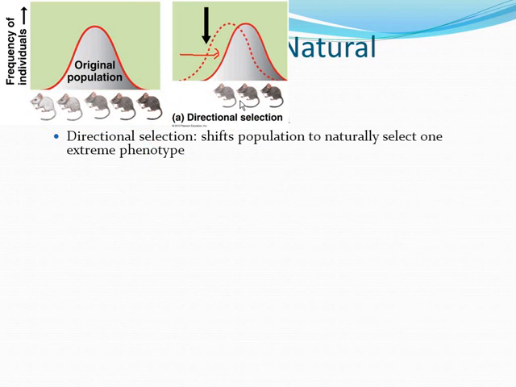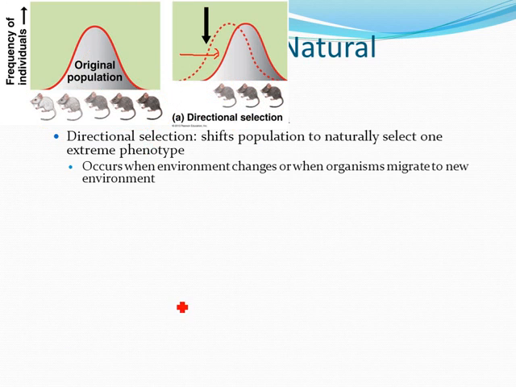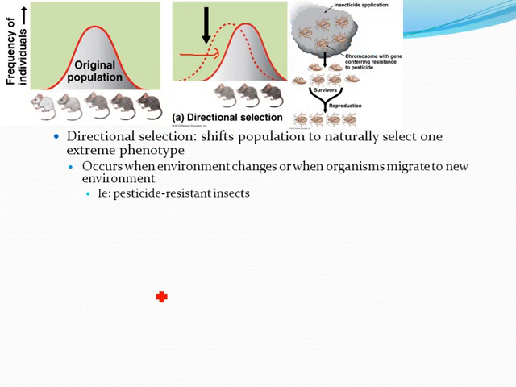And once again, this usually occurs with some kind of environmental change, or when an organism ends up migrating to a new environment. We gave an example of this, how pesticide-resistant insects show this directional selection. You'll notice how these have different genes. Some are more resistant to the pesticides, some aren't. When you use the pesticides, the ones that are resistant survive, and only the ones that have this resistant gene will be able to continue that population. So we end up not selecting those that were not resistant to that pesticide.